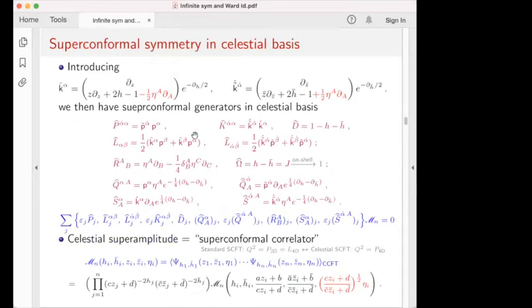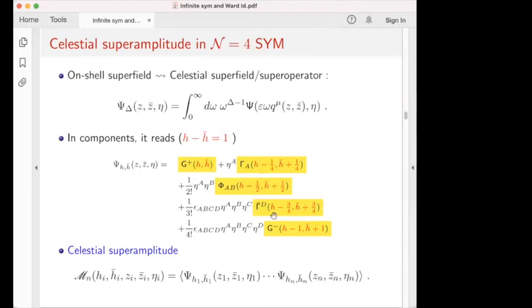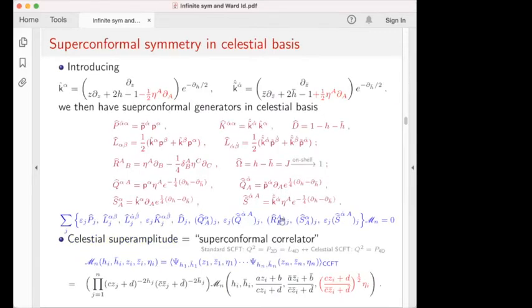Yeah, so now we talk about the superconformal symmetry in the celestial basis. We have this k hat and k tilde hat, which are very similar to the previous k and k tilde, except for the extra eta-dependent parts. We have this piece because of supersymmetry. More precisely, this is to take into account the fact that the different components have different spin. So with this k hat and k tilde hat, as well as the previous p and p tilde, we can form all the superconformal generators in the following way.